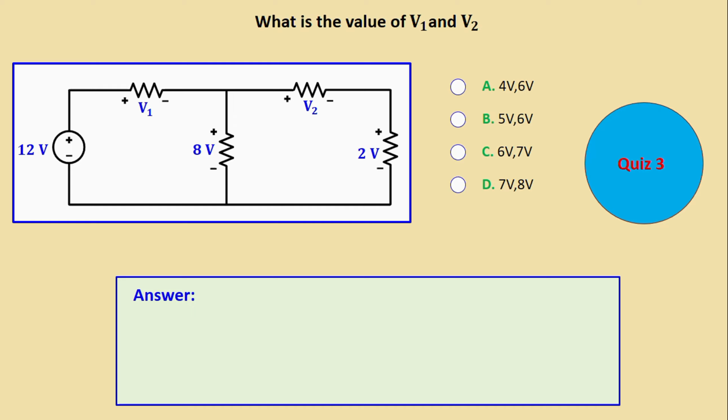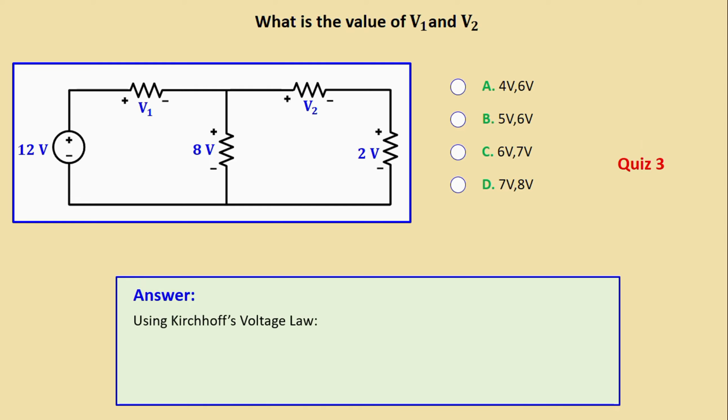What's the value of V1 and V2? Let's start. We go now to the answer. Using Kirchhoff's voltage law, in the first loop we can write 12 minus V1 minus 8 is equal to 0. That means V1 is equal to 4 volt.